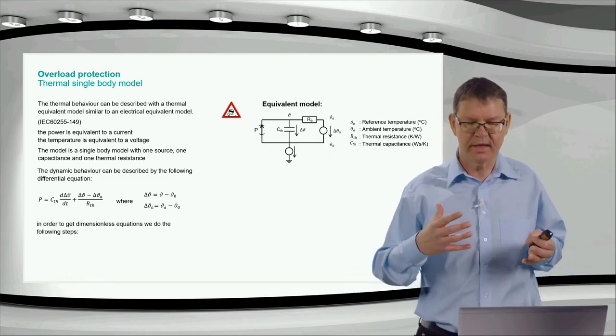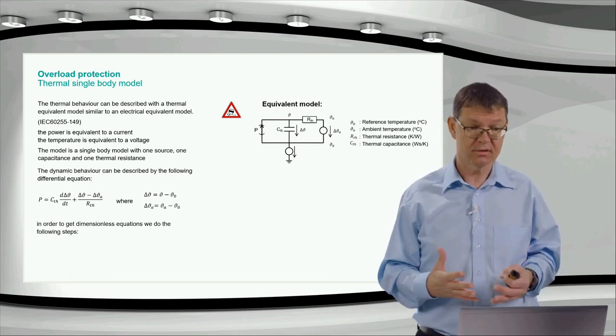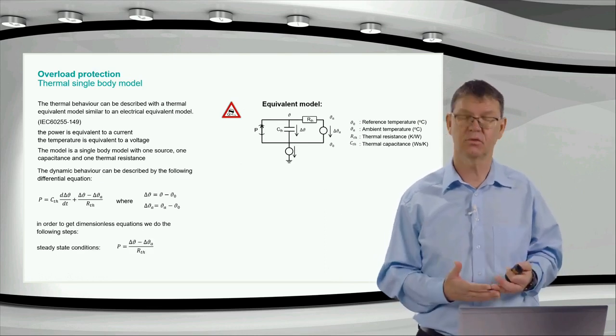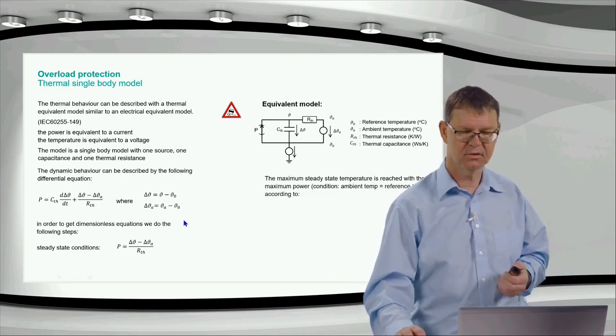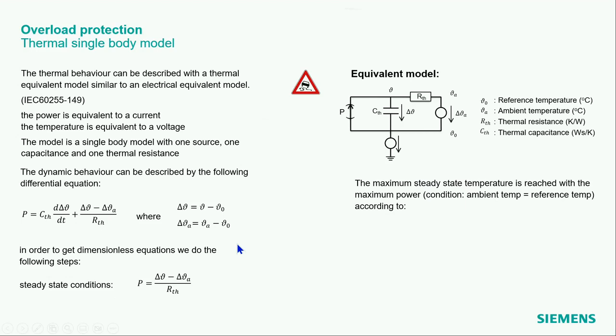Okay, we want to get a dimensionless equation first. So we have to standardize on something. I take the steady state part, and not only this, I want to standardize on the maximum power under reference conditions, what I can put into the motor. That means the ambient temperature is identical to the reference temperature. And then the maximum power I can press in without the motor getting destroyed or overloaded. This is my Pmax zero. So this is the value I want to standardize.